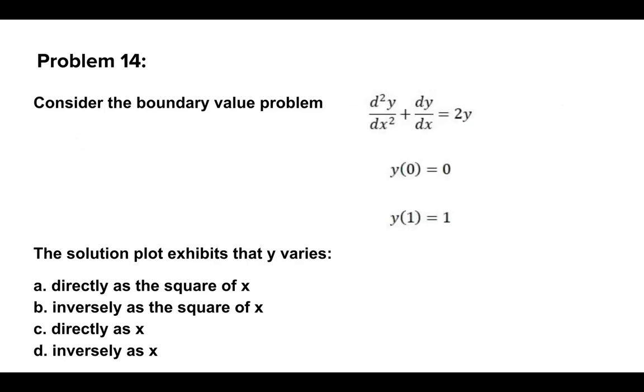Now consider a boundary value problem: d square y by dx square plus dy by dx is equal to 2y. At x equal to 0, y is 0, and at x equal to 1, y is 1. Now plot the solution that exhibits how y is varying with respect to x. For that, you have to solve this ODE, plot the y versus x curve, and see how the y values vary. It's a simple ODE, so I think I'll directly show you the code.